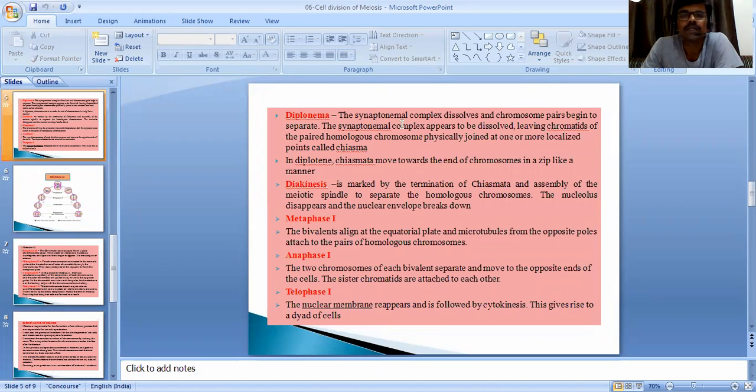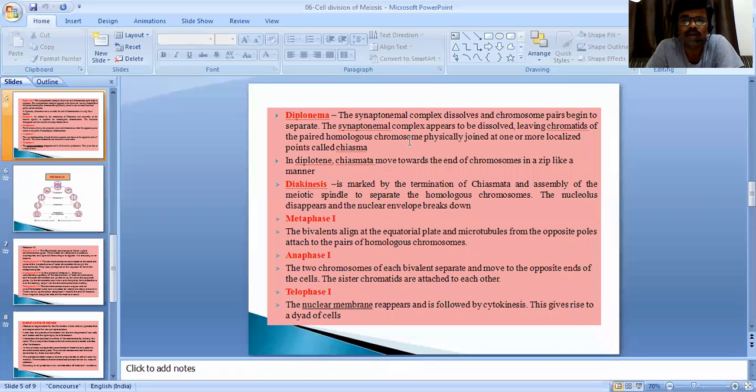Diplotene. The synaptonemal complex dissolves and the chromosome pairs begin to separate, leaving the chromatids of the paired homologous chromosomes physically joined at one or more localized points called chiasmata. In diplotene, chiasmata move towards the end of the chromosomes in a zipper-like manner.